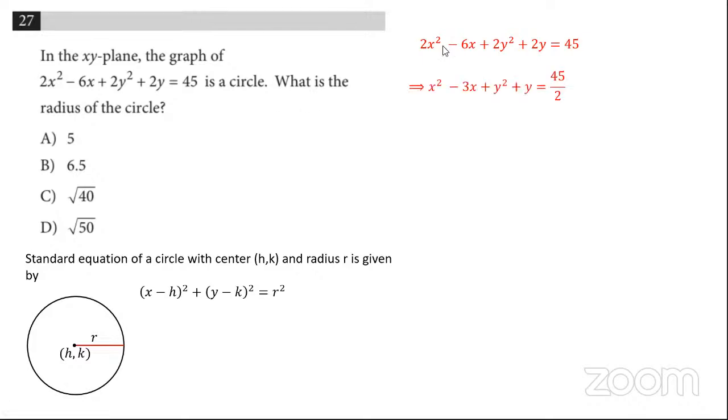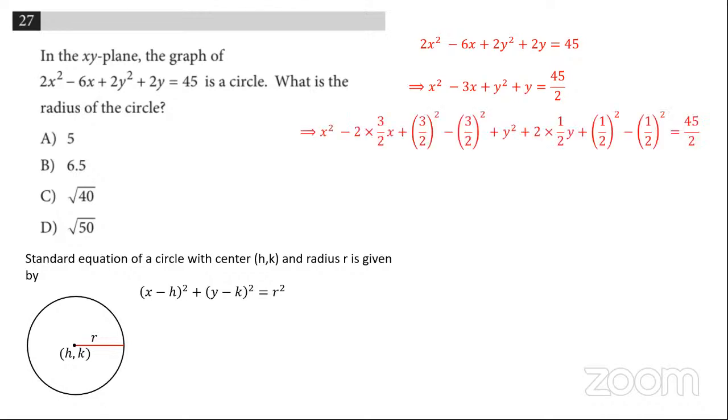So what we did is we divided the equation throughout by 2. So we get x square minus 3x plus y square plus y is equal to 45 by 2. Now our equation is of the form x minus h the whole square. So what we need to do is to complete the square.